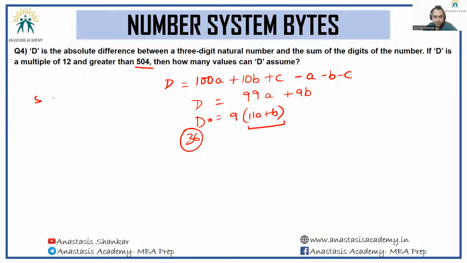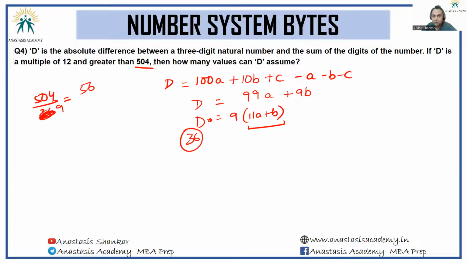Let me see. 504 is itself divisible by 36. Or why do I even care for this? I don't care for this. Let's see. Can I go? 504 divided by 9 gives me 56.